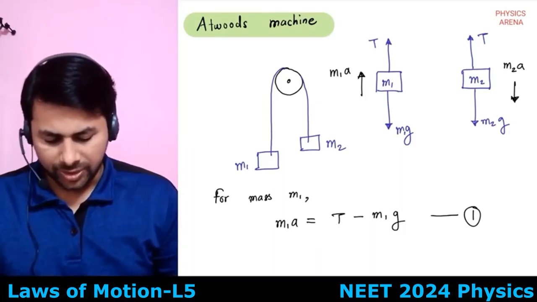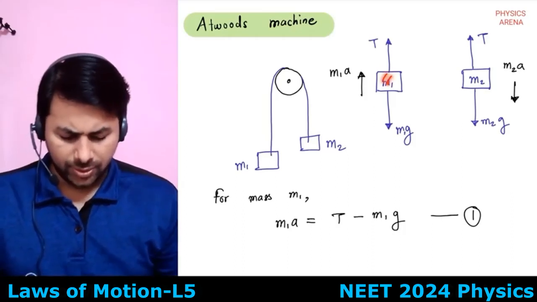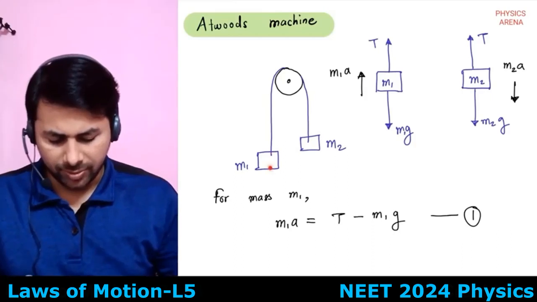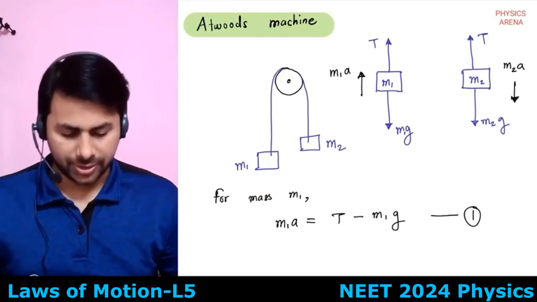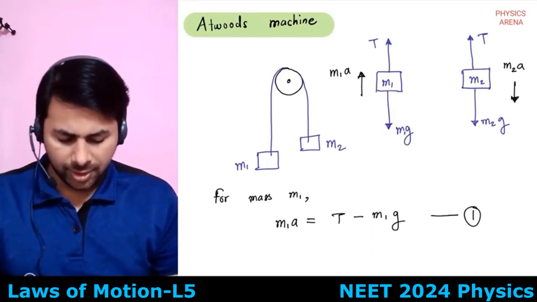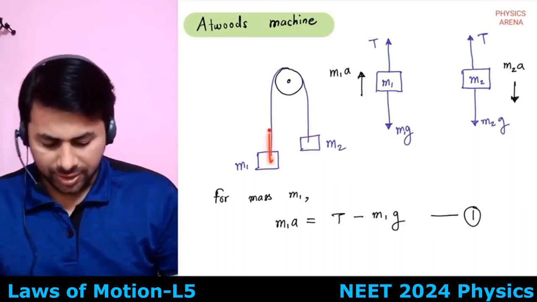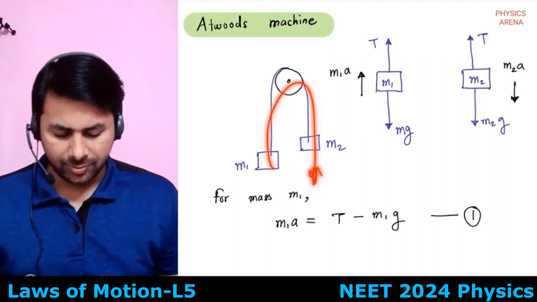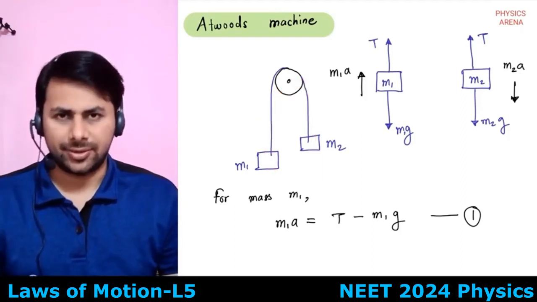So what are the forces acting on this mass M1? We have one force which will be upwards, the tension in the string. The other force is the gravitational force, acting downwards. Now suppose M2 is heavier and M1 is lighter. The system will get accelerated in this direction, so M1 will go up with some acceleration.